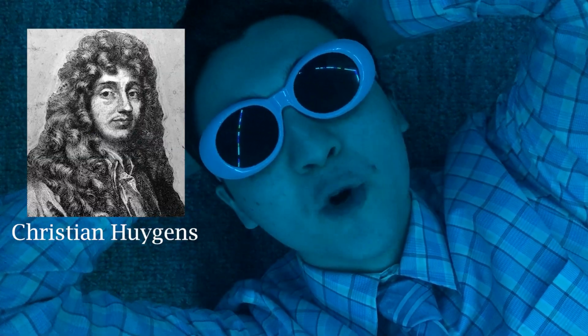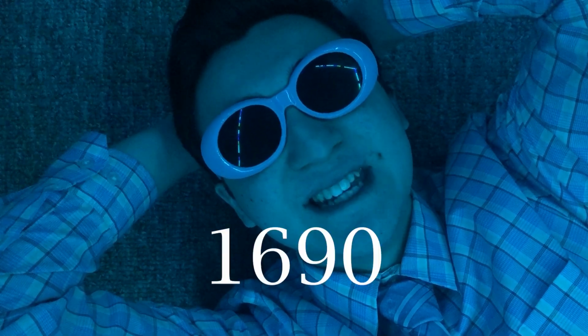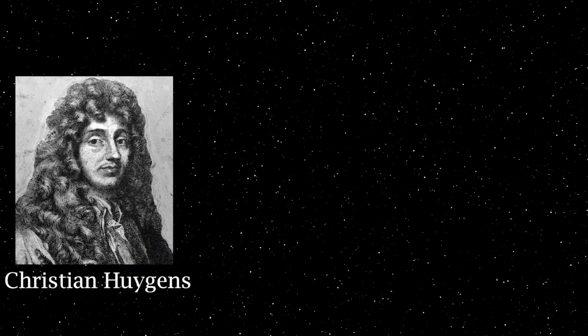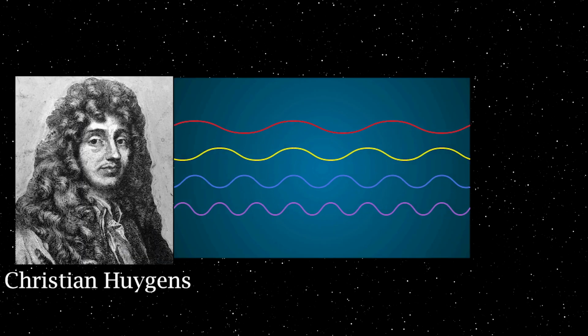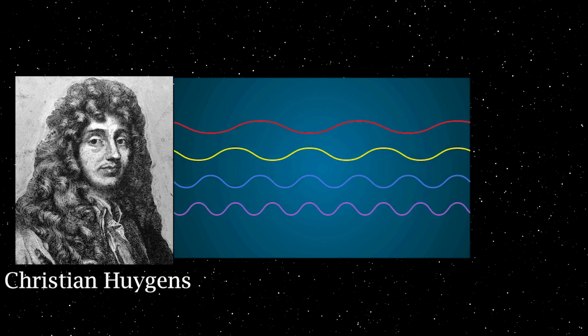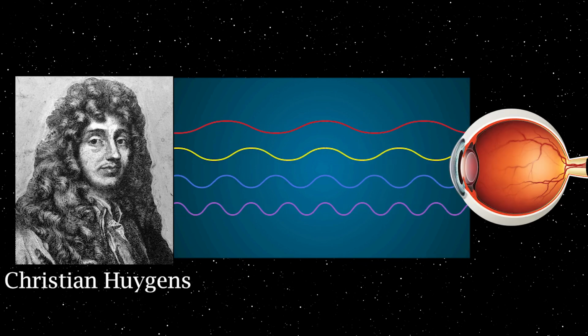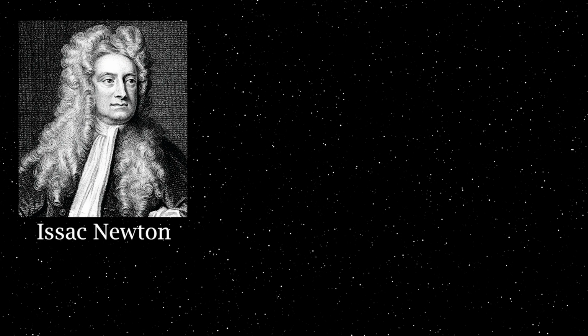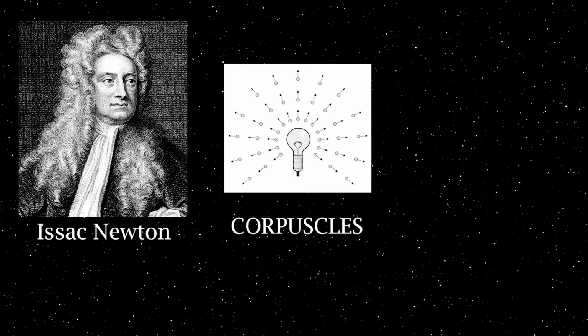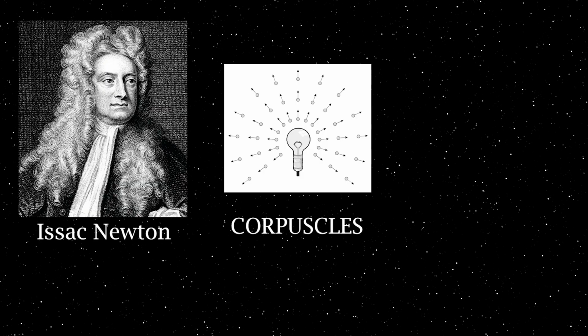The first two important figures in the history of light are Christian Huygens and Isaac Newton. In 1690, Huygens published his theory that light transmits as waves similar to sound waves, spreading from a light source, which our eyes detect by vibrations reaching our retinas. Then in 1704, Newton published his theory saying that light is a stream of particles that he calls corpuscles, which are also detected by our retinas.